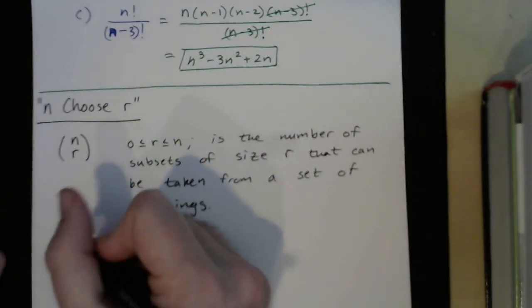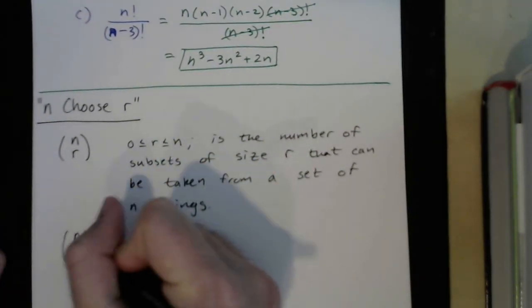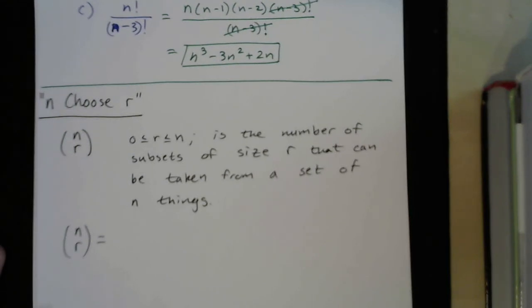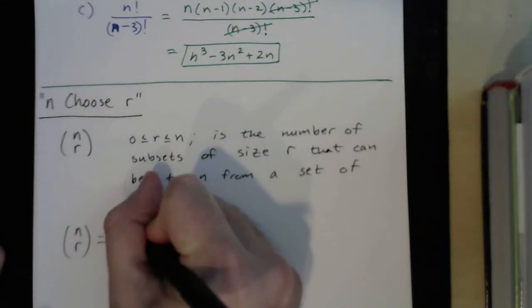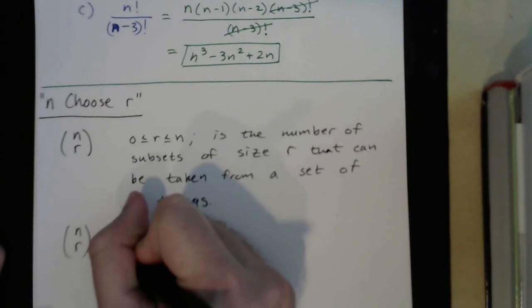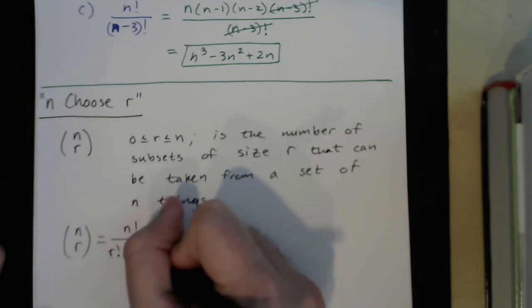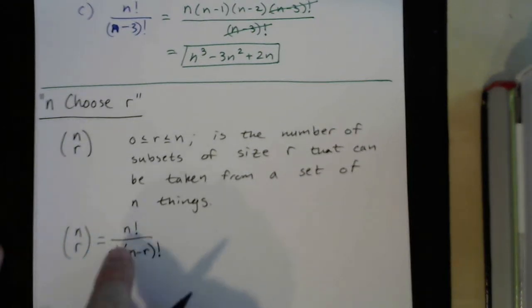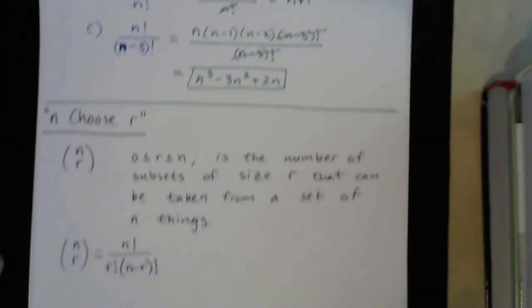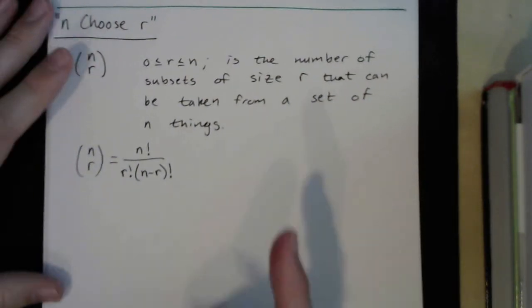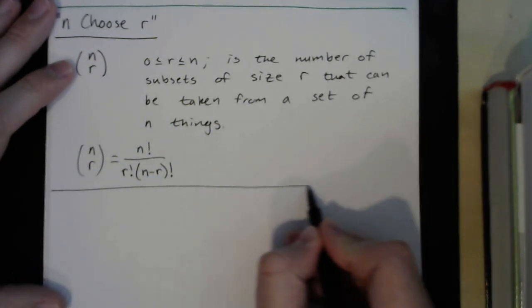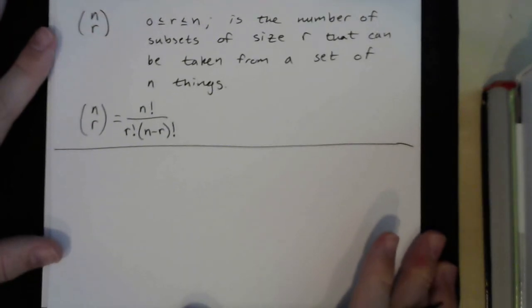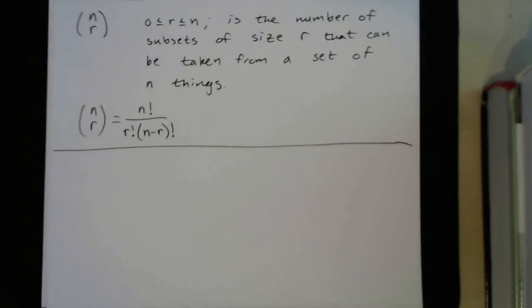And n choose r is defined multiplicatively as n factorial over r factorial times n minus r factorial. And so this is why we want to be able to simplify factorials this way, because this calculation can get pretty intense. And if you don't simplify, a lot of times your calculator just can't do this because it's doing too many multiplications and it runs out of memory.